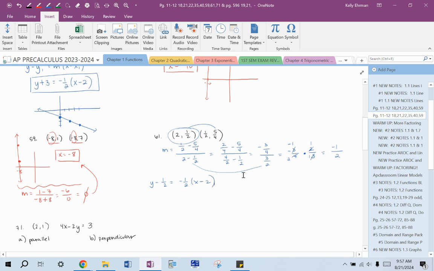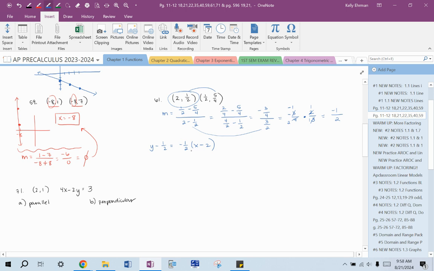And then again, I would leave it like this, but I was told to go to slope-intercept form. So that means you need to distribute. So y minus 1/2 is equal to negative 1/2 x plus negative 1/2 times negative 2 is positive 1. So that's why I put a plus there. And then I need to add 1/2 to this side. So negative 1/2 x. What's 1 plus 1/2? That's 1.5 or 3 over 2. So here's the slope-intercept form of this line.